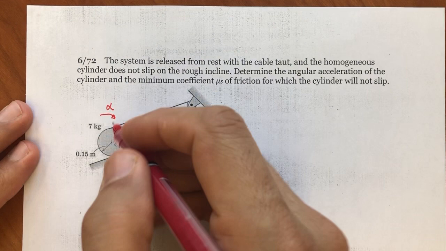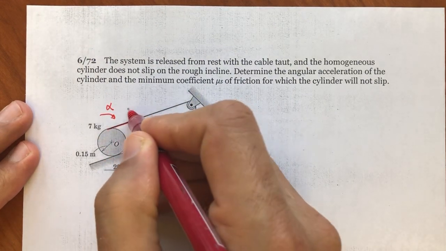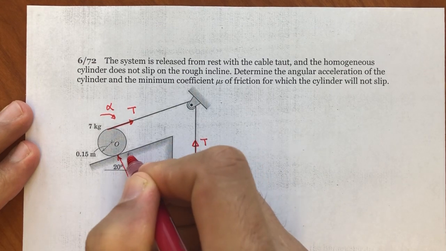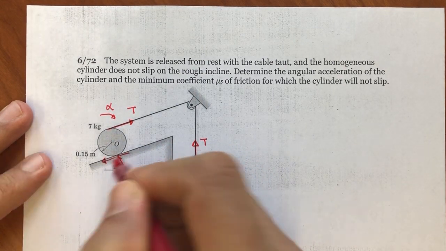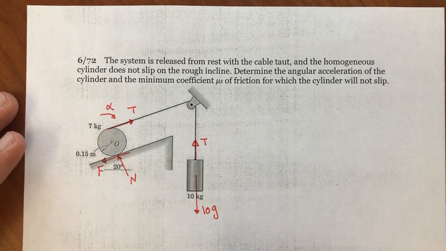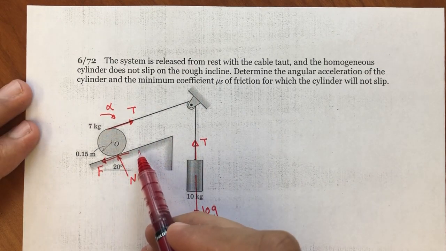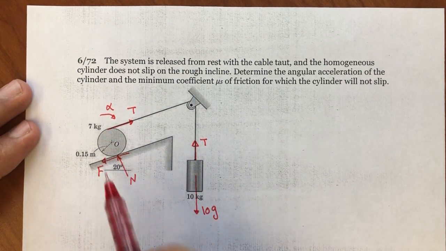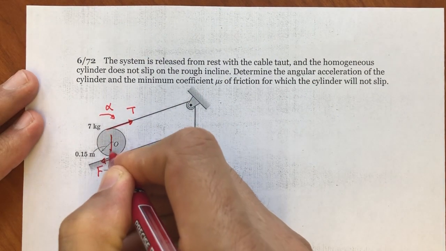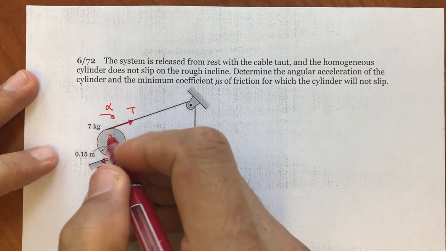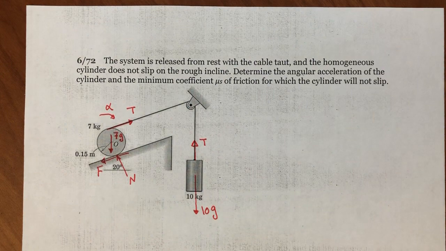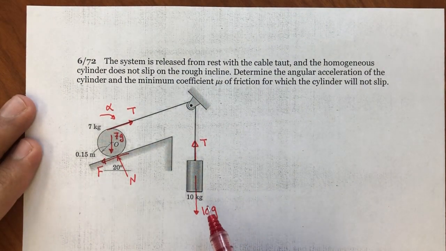For this one, the tension is going to be the same. We have this tension, we have normal force, and also we have friction. If you don't know what is the direction of the friction, you can assume anything you want. You can assume it is upward too. But at the end, if it turns out to be negative, it means the number is correct, but it is in the other direction. And also we have mg. It is 7 kilogram, so 7 times g. And we can write Newton equation for both of these.